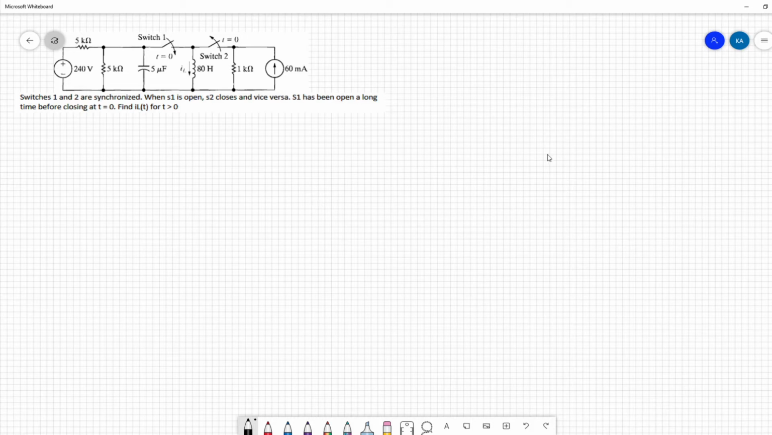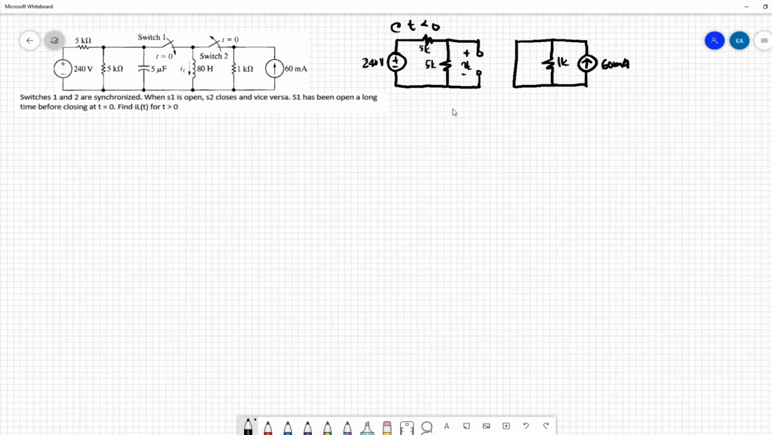At t less than 0, our circuit is at steady state. Switch 1 is open, switch 2 is closed. So we have two separate circuits. Our vC at 0 minus is equivalent to, using voltage division, 5 over 10 times 240, which is 120 volts. So vC at 0 minus is equal to vC at 0 plus.